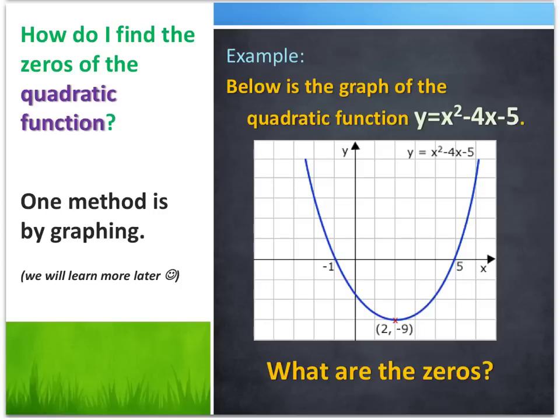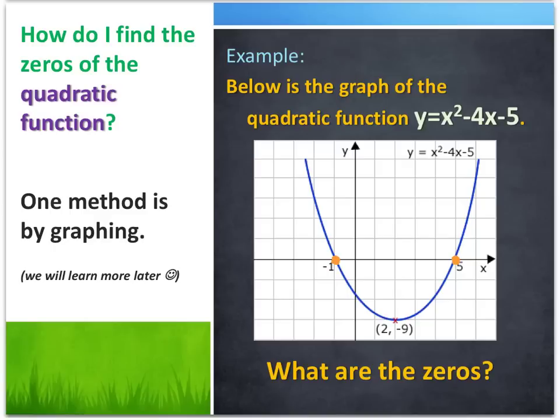Alright, so there's many ways to find the zeros of a quadratic. Today we're just going to look at graphing. So here I have a graph of the function y equals x squared minus 4x minus 5, and I want to know where the zeros are. Now remember, that just means where does my parabola hit the x-axis? Well, that's going to be here at 5 and here at -1.